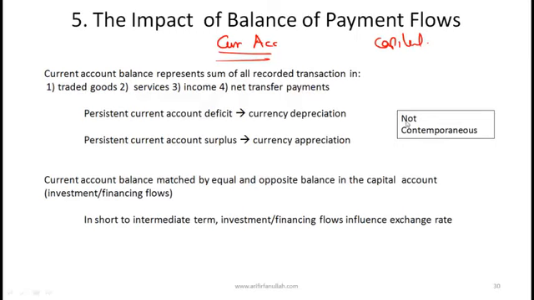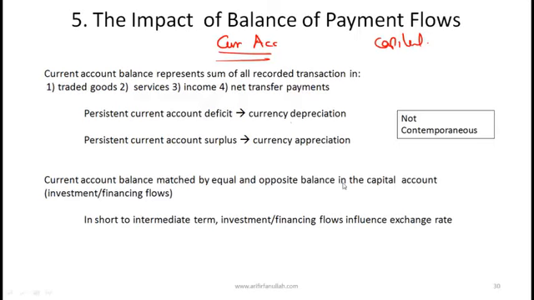Now again, one needs to emphasize that this relationship is not contemporaneous, which means that it doesn't happen immediately. So just because a country is running a current account deficit doesn't mean that its currency will immediately depreciate. The current account balance must be matched by an equal and opposite balance in the capital account. So the capital account consists of all the investment and financing related flows.